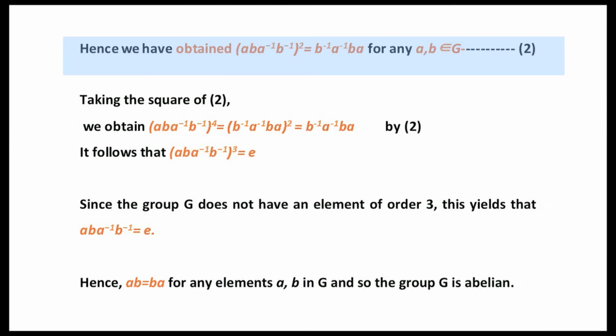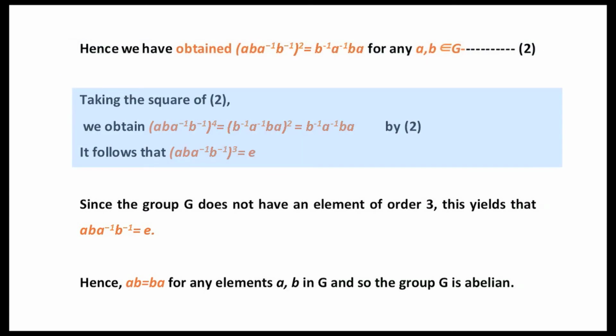Hence, we have obtained (aba⁻¹b⁻¹)² is equivalent to b⁻¹a⁻¹ba for any a, b belongs to G.